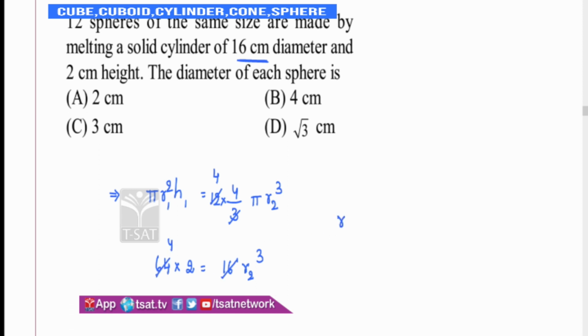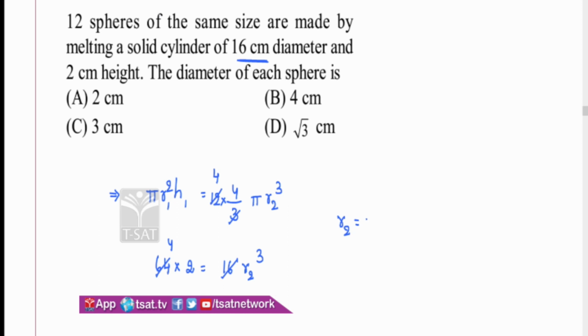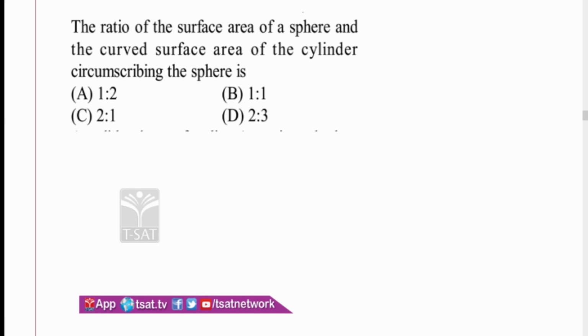Therefore, radius of the sphere is equal to cube root of 8, which is 2. Diameter of the sphere: if radius is 2, then diameter becomes 4 centimeter. Look at the next one.